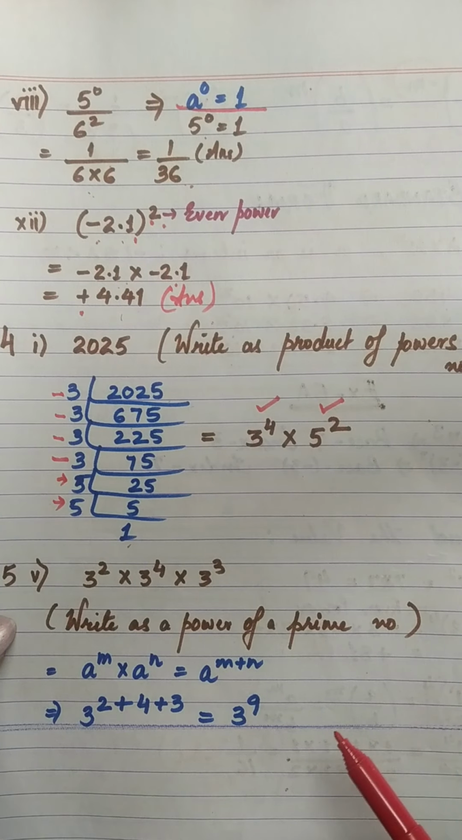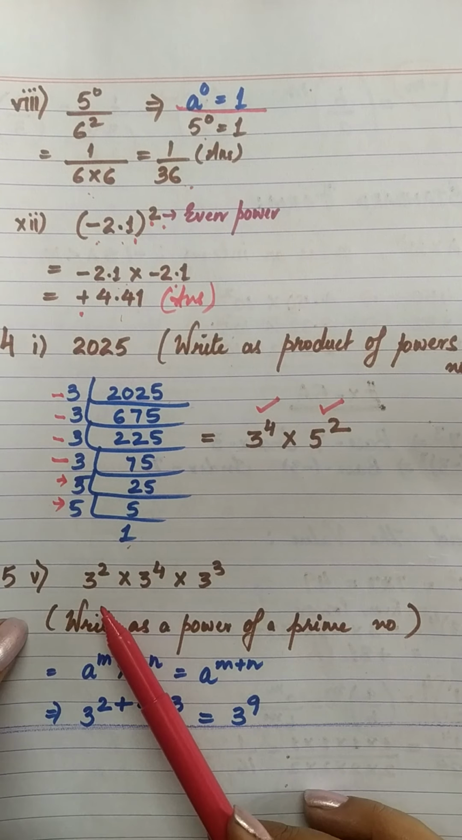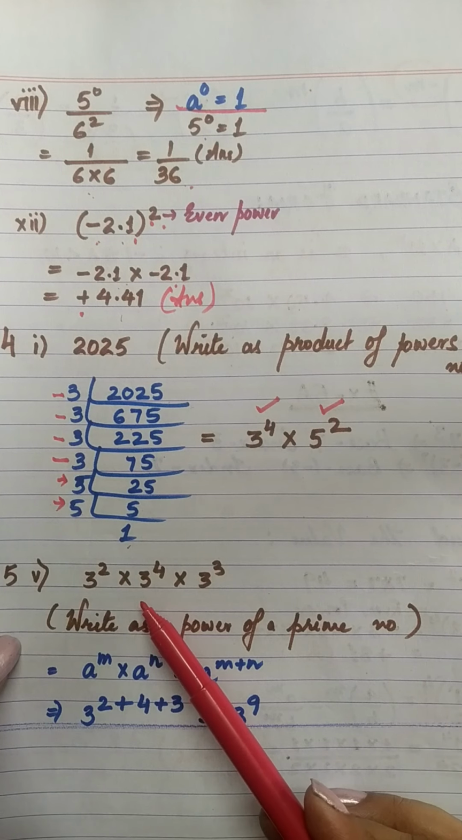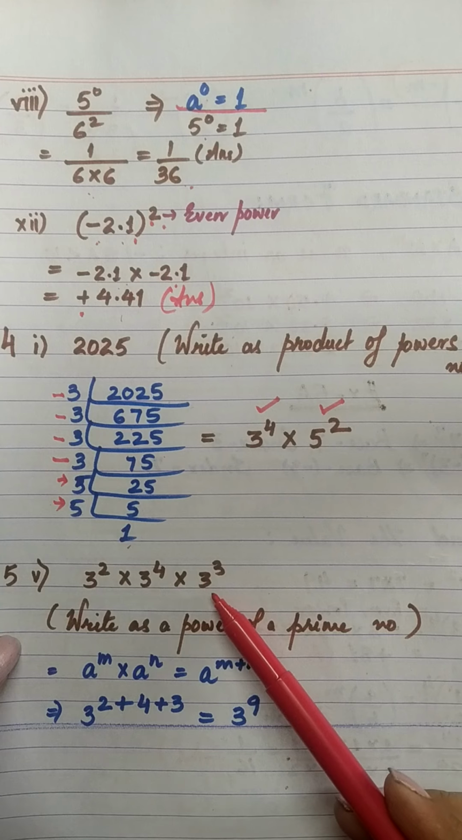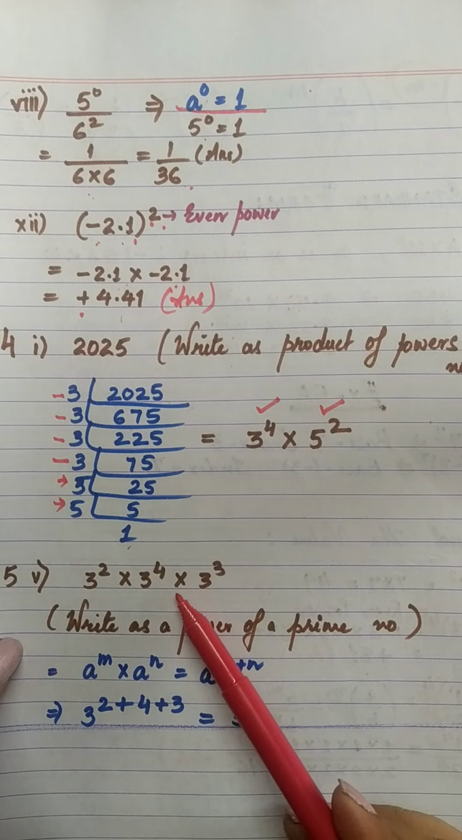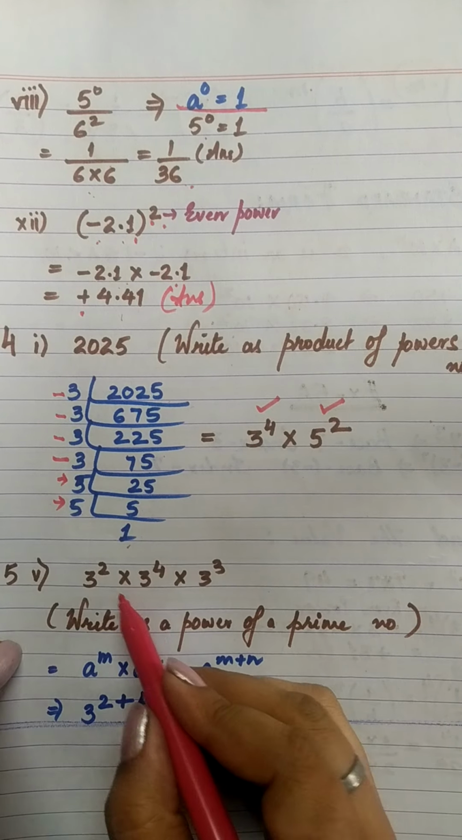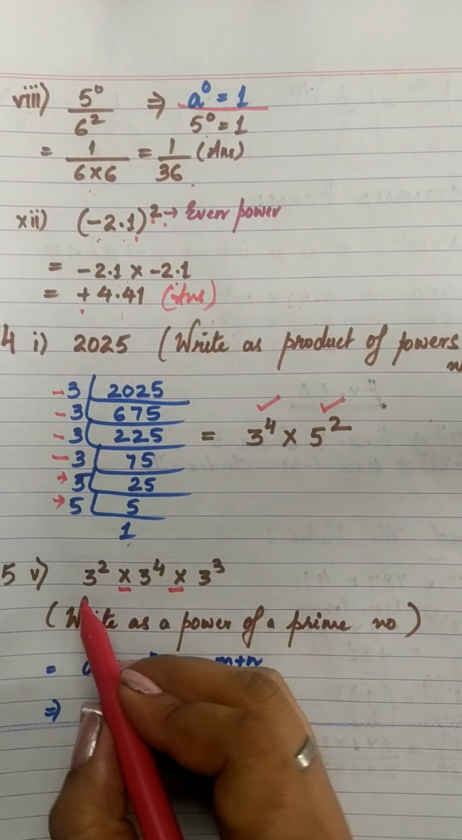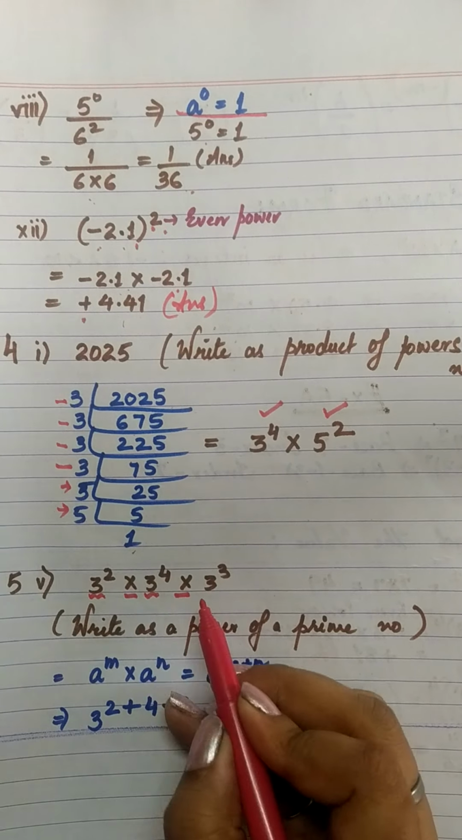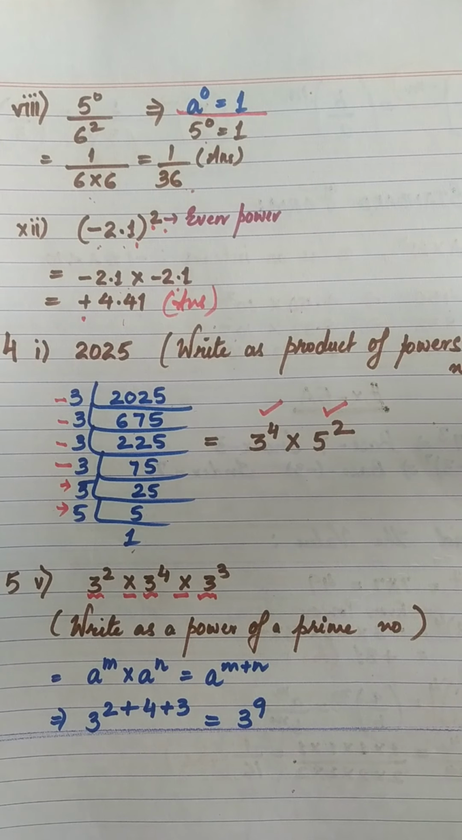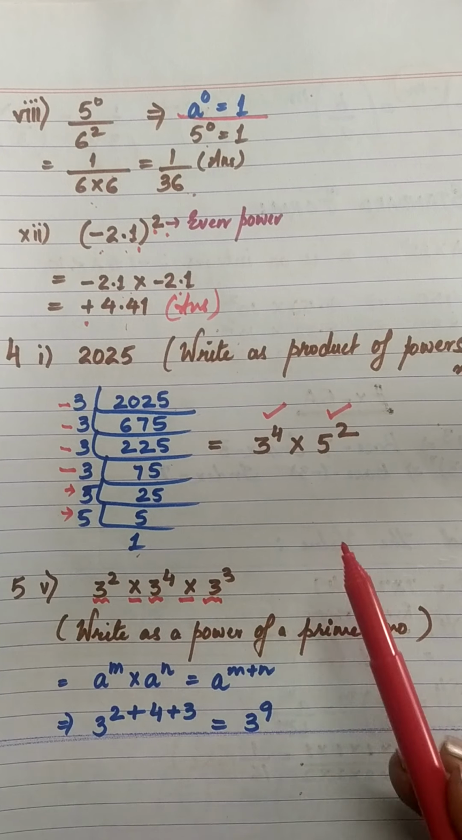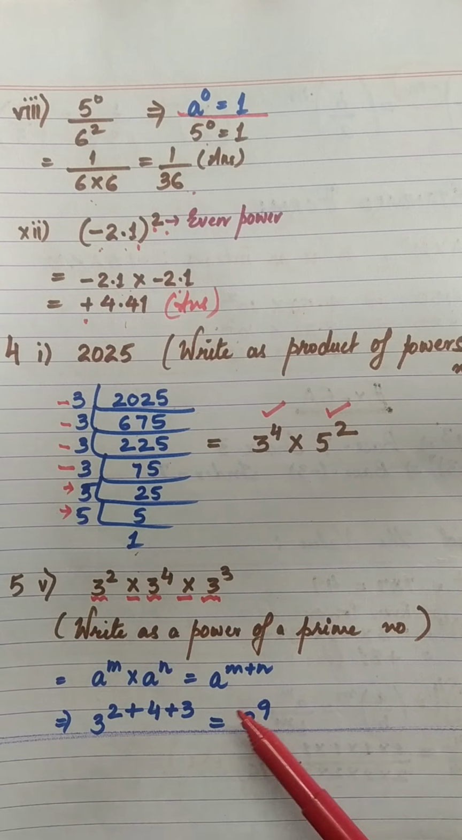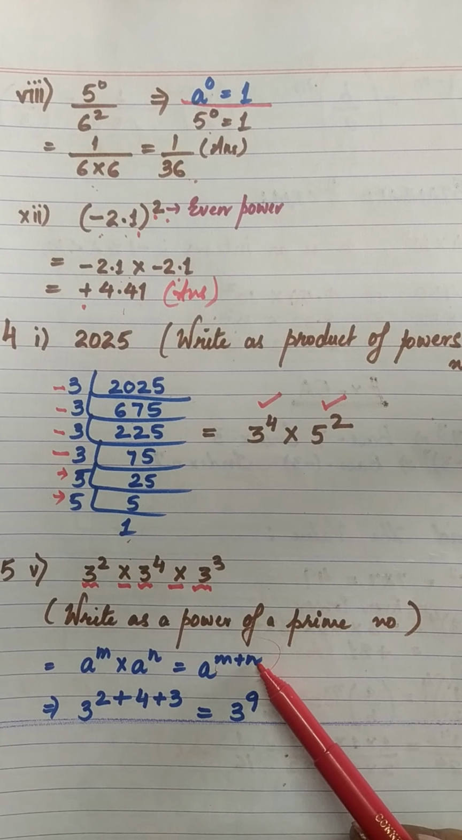Question number 5. 3 to the power 2, 3 to the power 4, 3 to the power 3. All the 3 are multiplied, and the base is same in all the 3 cases. So you know the law that whenever the base is same and there is a multiplication sign in between, we are going to add up the powers.